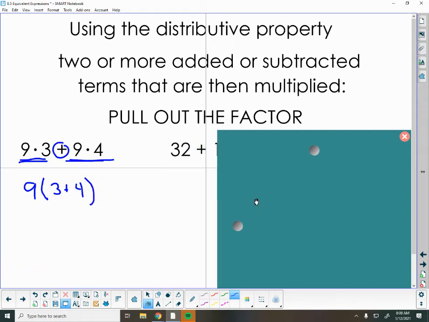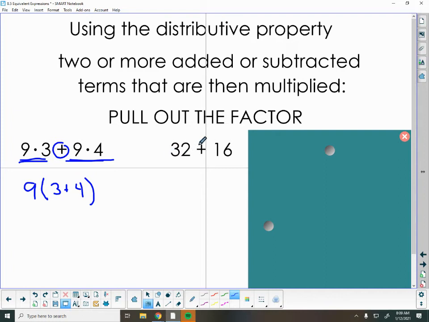Okay. So here we have 32 and 16. So we have these two terms here, 32 and 16. So we need to think of a factor. We want to find the greatest common factor that they share, that they have in common. So I'm going to think of things that make 16. So 1 times 16, can 16 go into 32? Yes, it can. So 16 is their greatest factor. So I'm going to pull out 16. What am I left with here?